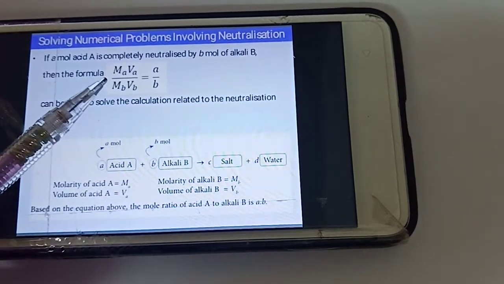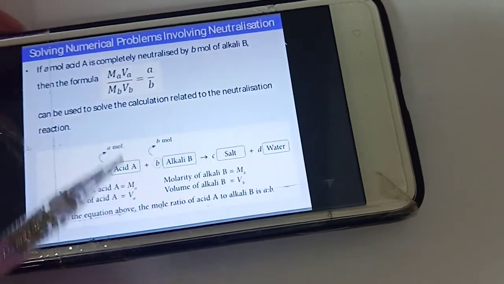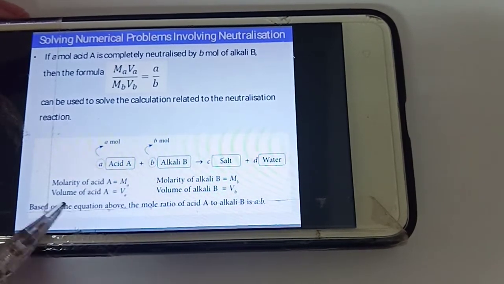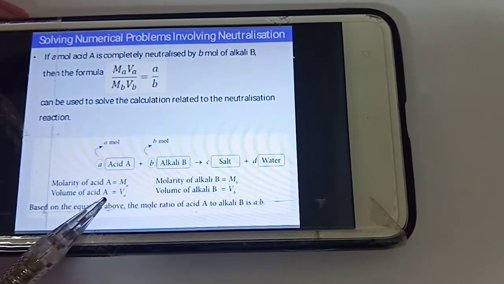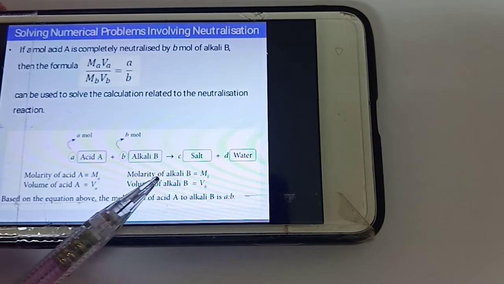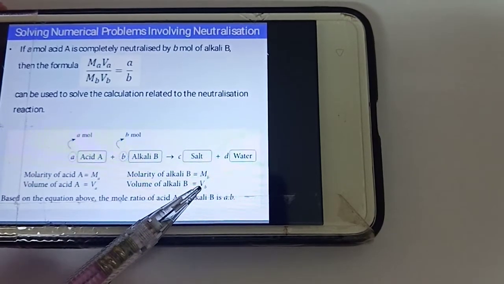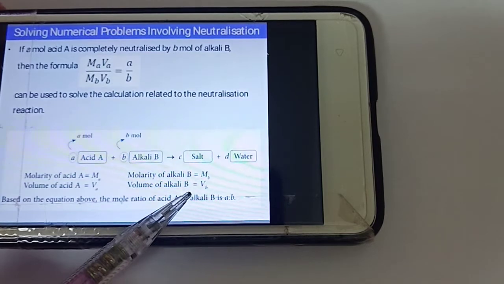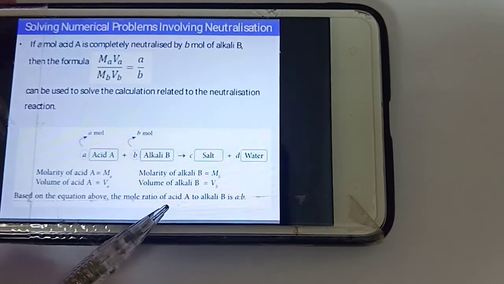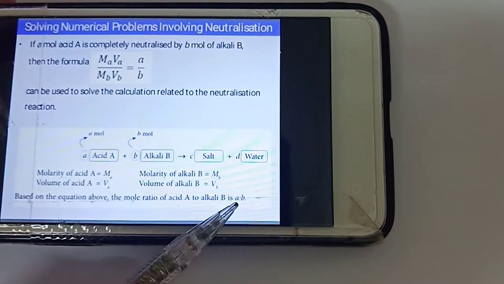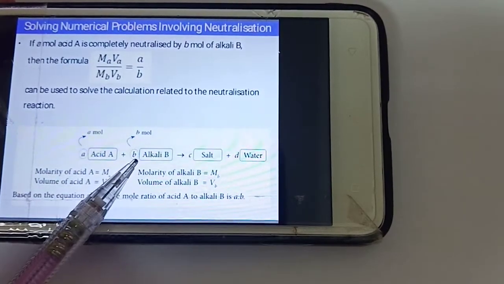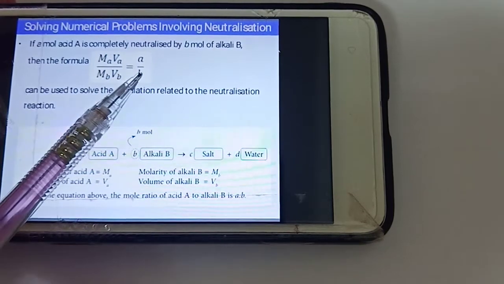So referring to the formula, Ma refers to the molarity of acid A, Va refers to the volume of acid A, and then Mb refers to the molarity of alkali B, and Vb refers to the volume of alkali B. So based on the equation above, the mole ratio of acid A to alkali B is A to B. So the number in front of the equation will be used for the mole ratio.